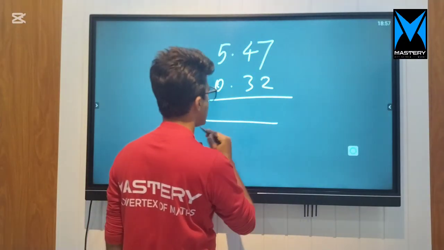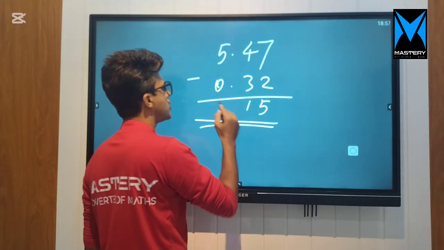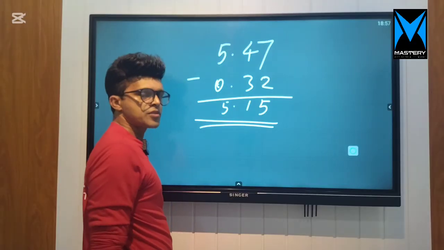Then 7 minus 2, 5. 4 minus 3, 1. 5 minus 0, 5. Then the answer is 5.15.